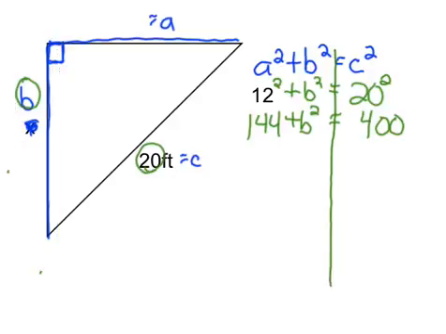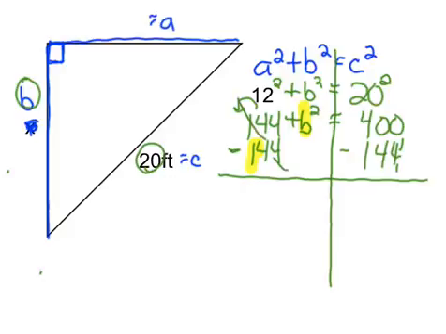Okay, now I have a two-step algebraic equation, and here's the letter B. That's my variable. I've got to get B by itself, so I'm going to move 144 first. I'm going to write that underneath on both sides so we stay balanced. And that's a positive 144, so we do a negative 144. And that is zero. That's what I wanted. So I'm going to bring down B squared equals, and I'm going to grab my calculator and type in 400 minus 144. I got 256.